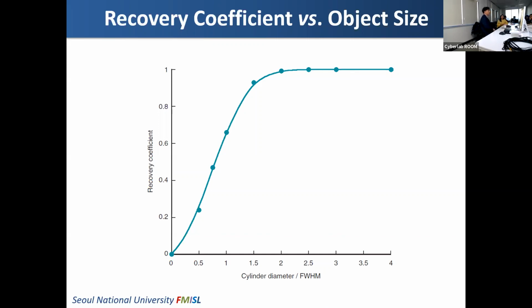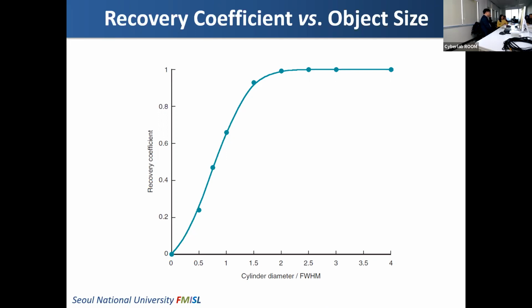But in that case we should be very careful, because this recovery coefficient will also depend on the background level. This plot was measured without any background activity. If there is some background activity, there will be some spillover from the background to the object. So it is not a very simple way to calculate the true values. So far, I think this is the only method mentioned inside the book, right? This is the only method.